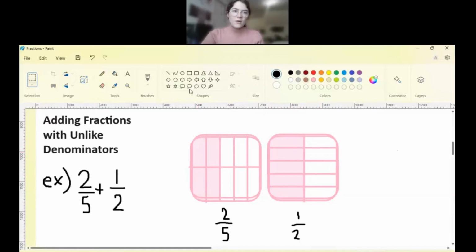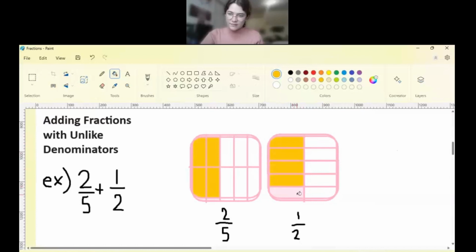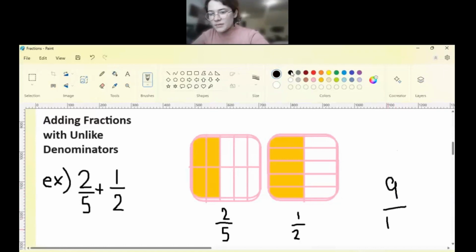So we can count here. We have 1, 2, 3, 4, 5, 6, 7, 8, 9. We have 9 pieces of cake, and the pan can fit 10 pieces of cake. So our answer would be 9 out of 10.